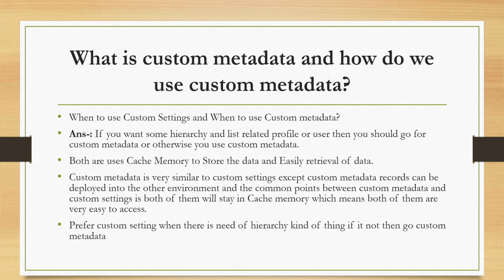So it maintains a hierarchy: person A gets a 50% discount, person B gets a 20% discount, and person C gets a 2% discount. If we want to maintain some hierarchy like that, then we should go for custom settings. Otherwise, we will go for custom metadata.